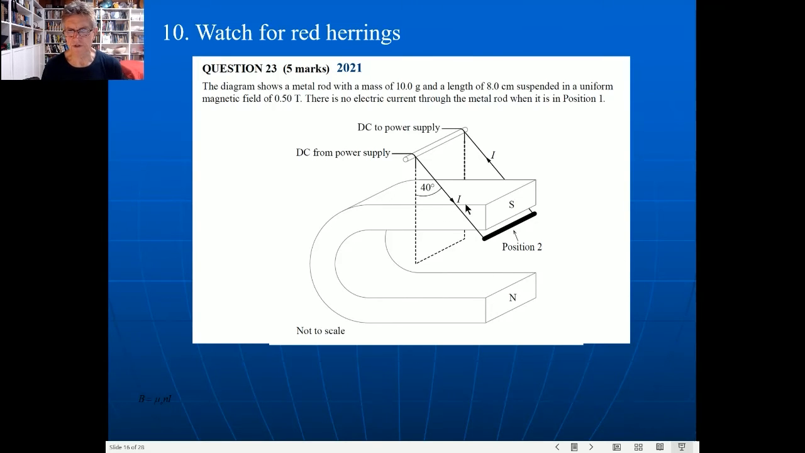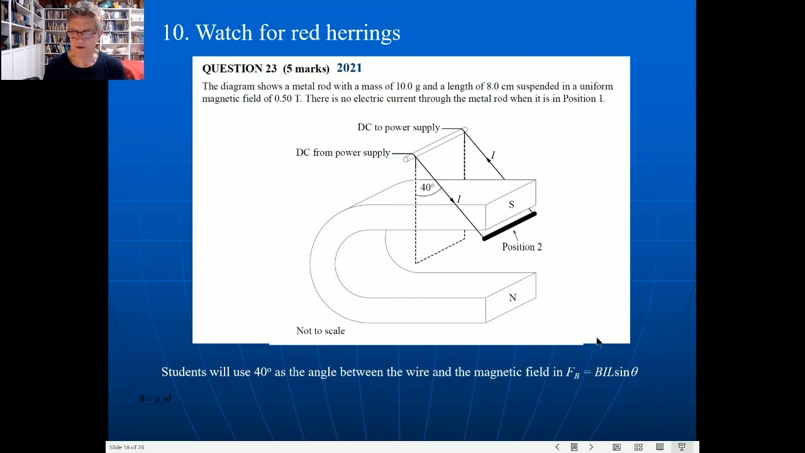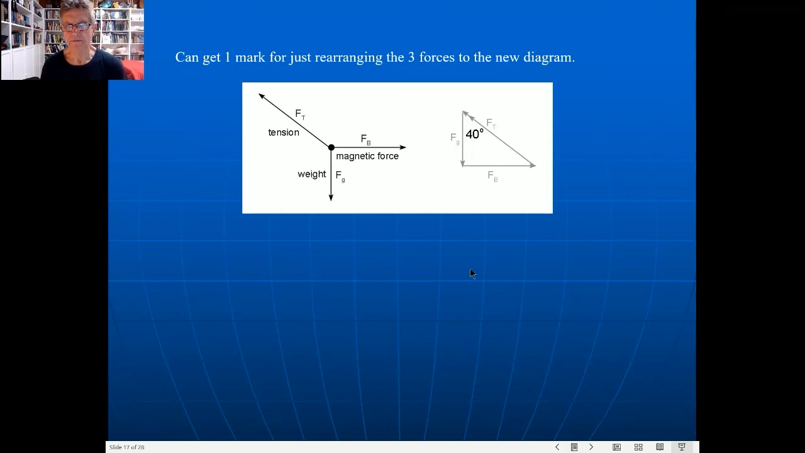Now, what students do with things like that is they'll think of the formula, which is the force on a wire is BIL sine theta, and they'll say, oh, that must be sine 40, without really thinking that the 40 is the angle with respect to the field, not with respect to the vertical or anything like that. So that's a tricky one. And if you looked at the marking scheme for that, even just putting the forces down as the vectors in the right diagram, they were being awarded 1 mark for that.